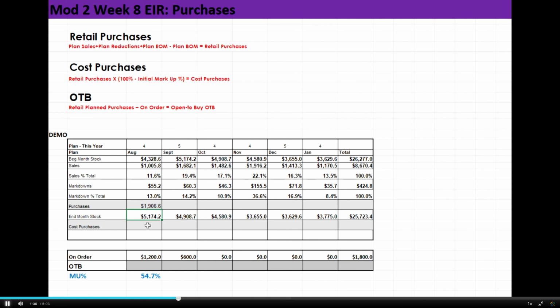So the next one, we're going to use the formula. I'm going to start with an equal sign, and then I'm going to take my retail purchases times, open parentheses, 1 minus, use my markup plan of 54.7, and that will now calculate my cost purchases.